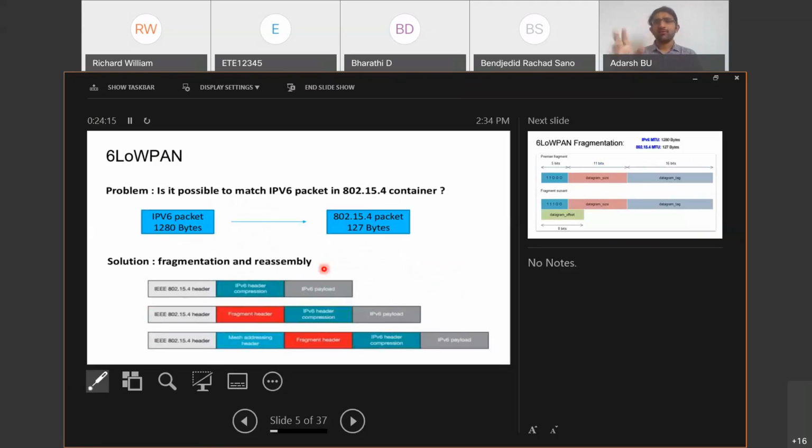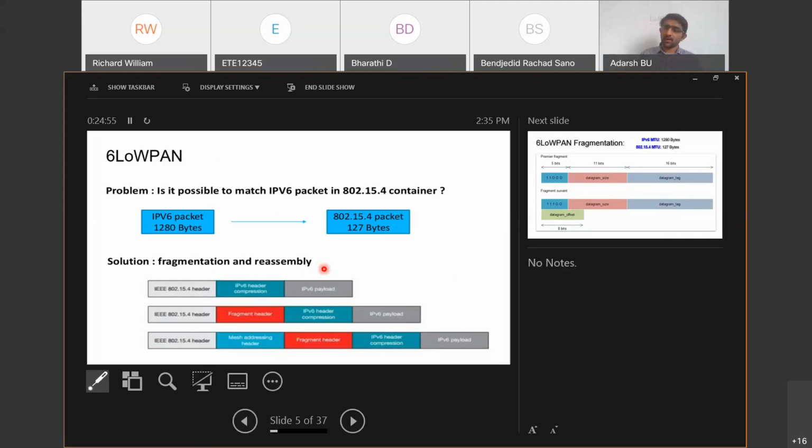Before that, some questions will keep on rising. Is it possible to match an IPv6 packet in an 802.15.4 container? These are some of the basic questions we always get. IPv6 is a very huge packet, 1280 bytes, but the 802.15.4 standard that you are talking about is 127 bytes. Are you going to support that? How could you support it, because a huge amount of data will come into your network? It's like the information is coming in a lorry, and I want to transmit it in some small nano car. So how can it be possible?